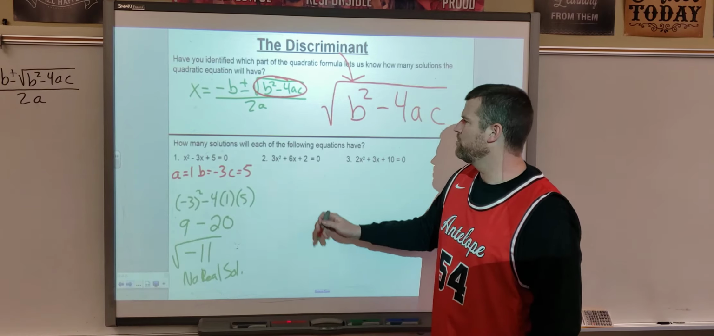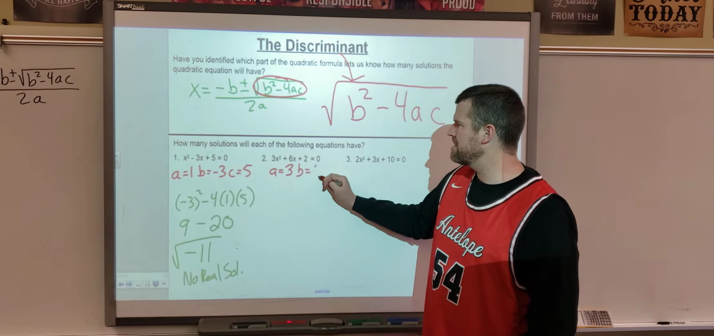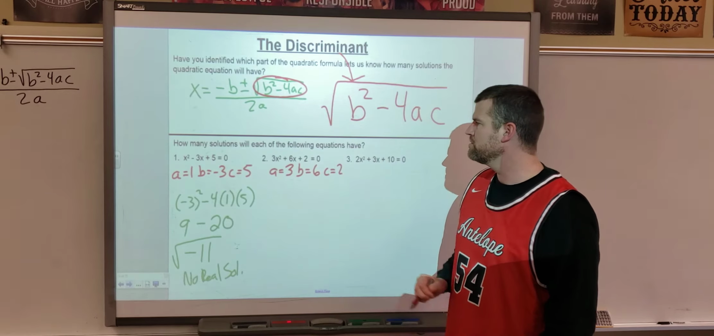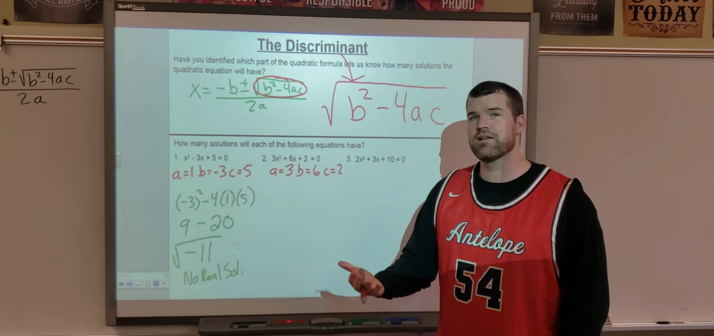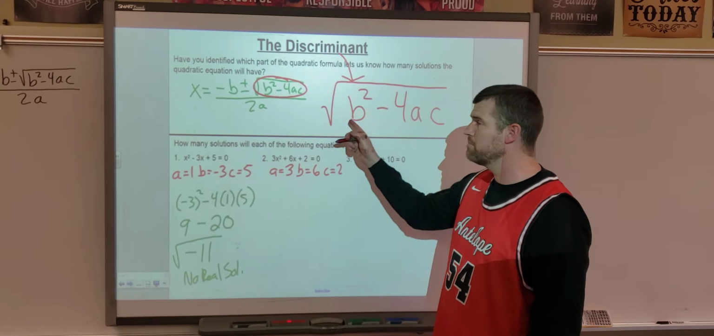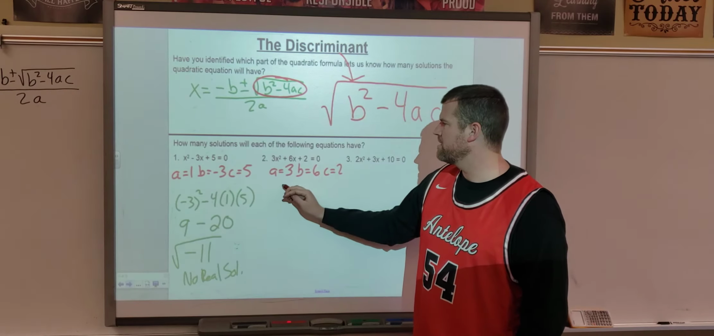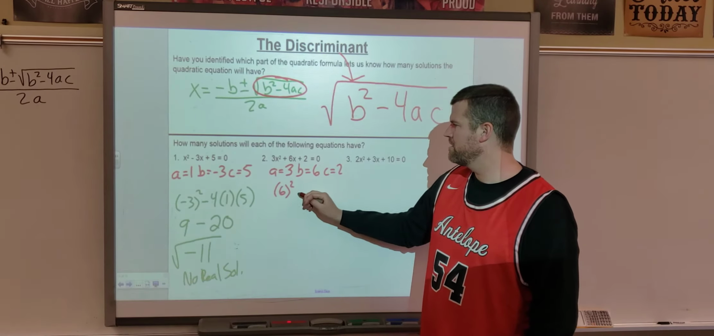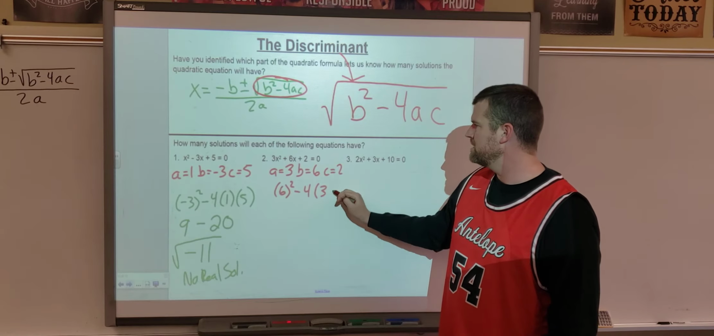All right, next example. Our a value is 3, b is 6, c is 2. You'll have a Khan Academy on this. So when you're doing the discriminant Khan Academy, you'll know, oh yeah, that's where I just plug into b squared minus 4ac. But anyway, so b squared is going to be 6 squared minus 4 times a times c.